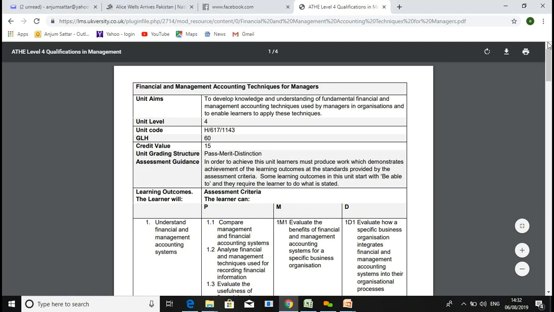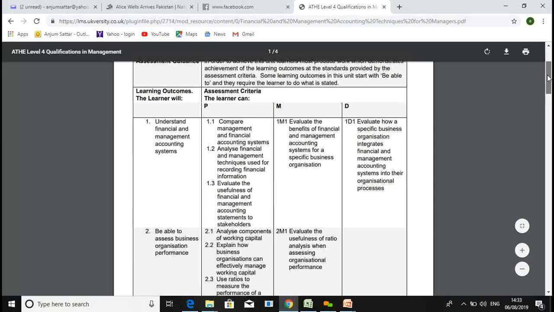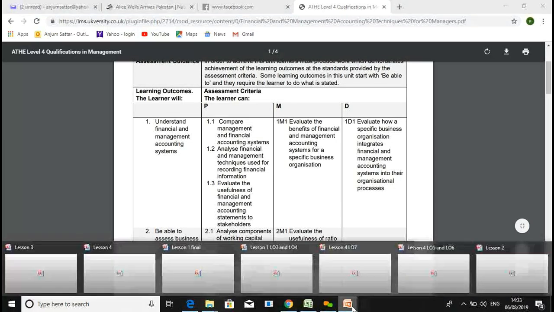Financial and management accounting technique for managers. This is the third lesson. In this lesson, we'll cover some part of LO3, and the remaining LO3 we'll cover in the next lesson.